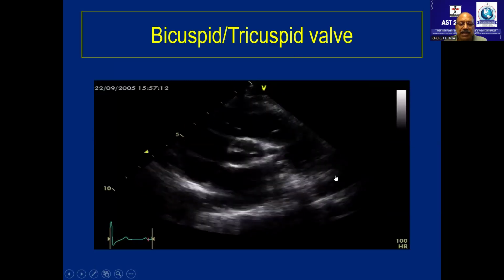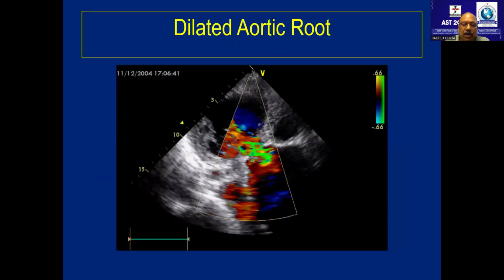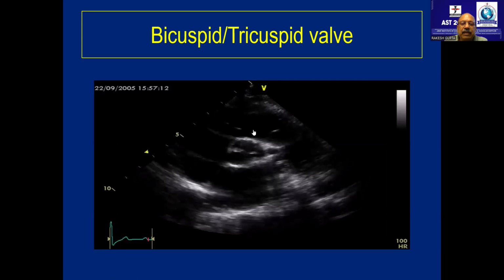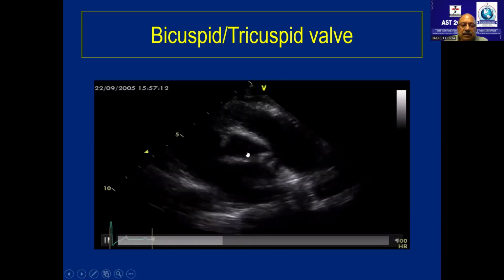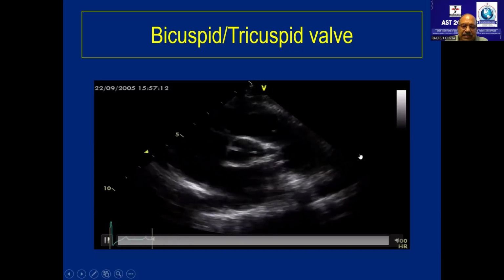Now look at bicuspid or tricuspid. This is how we look at a bicuspid or tricuspid aortic valve leaflets. So this is what the bicuspid aortic valve leaflets look like.